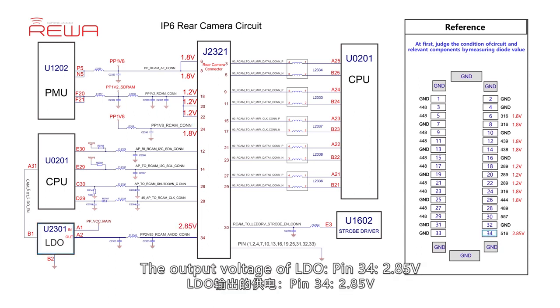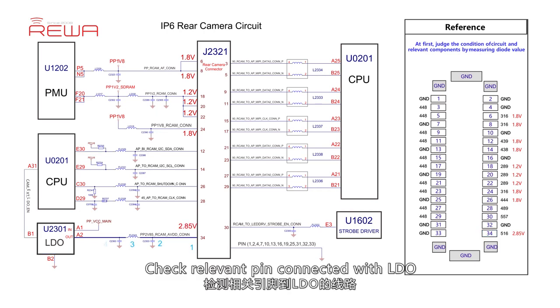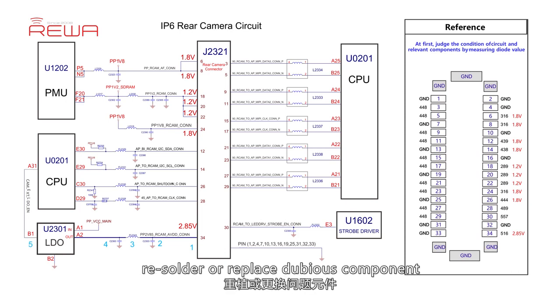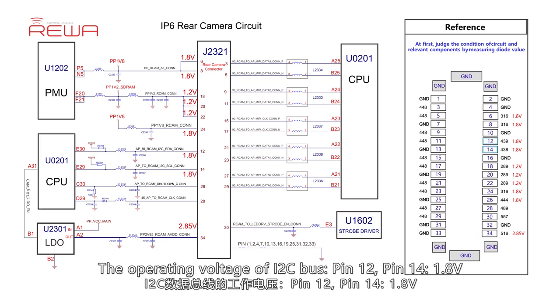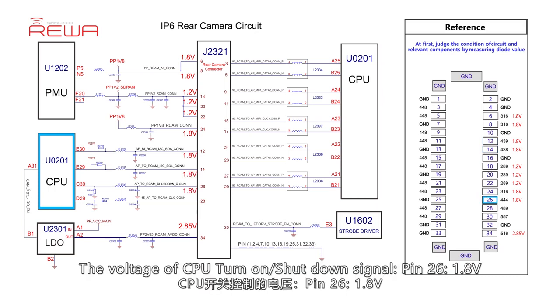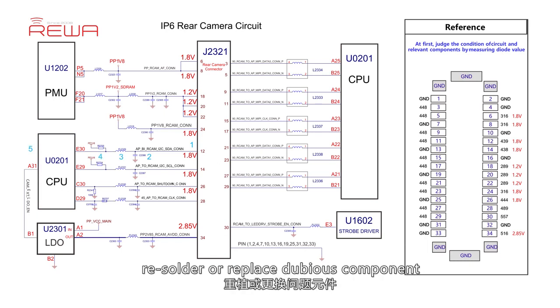The output voltage of LDO, pin 34, 2.85 volts. Check the relevant pins connected with LDO, resolder or replace the dubious component. The operating voltage of the I2C bus, pin 12, pin 14, 1.8 volts. The voltage of the CPU turn-on, shut-down signal, pin 26, 1.8 volts. Check the relevant pins connected with CPU, resolder or replace the dubious component.